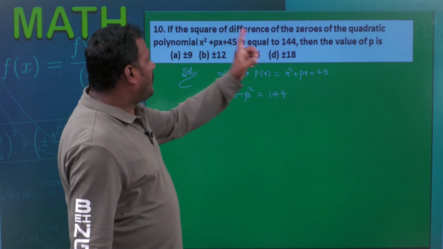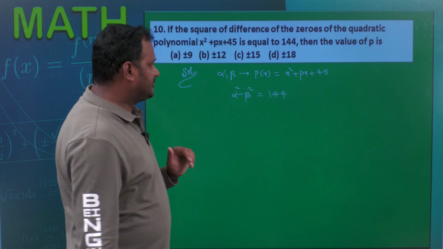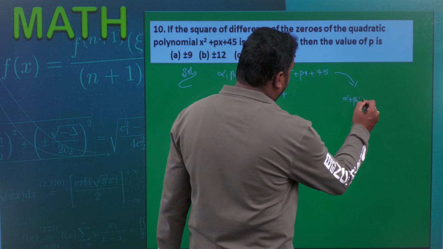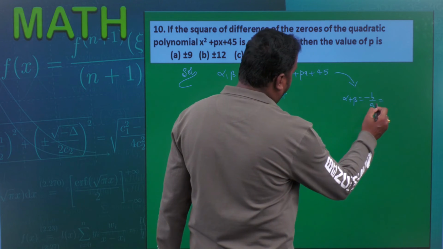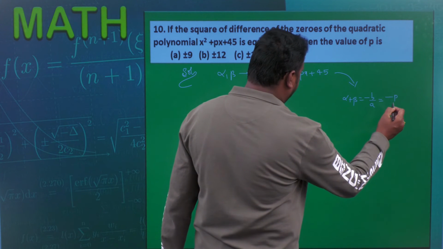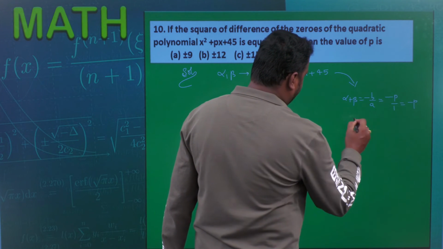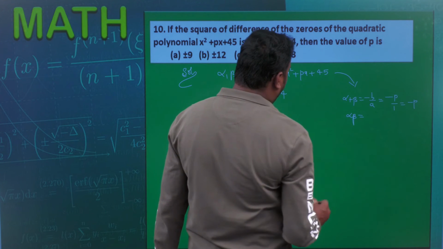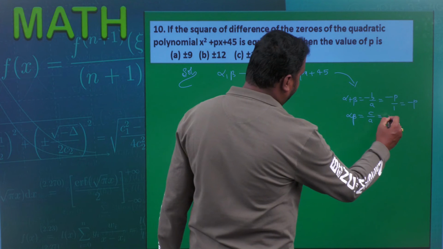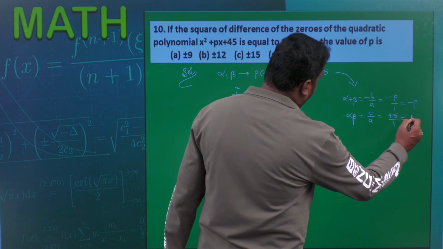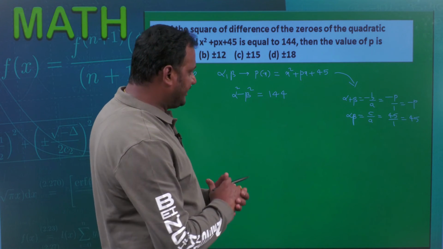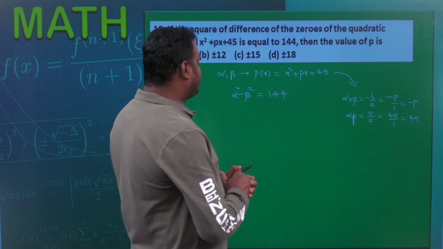Then what is the value of p? Then p is equal to how much? See, what is the information provided? Alpha plus beta is equal to minus b by a, minus what is the value of b? B is equal to, of course, p divided by a is equal to 1, which is equal to minus p. And what is alpha into beta? Alpha into beta is equal to product of zeros, that is c divided by a, and the value of c is equal to 45 divided by 1. 45 by 1 is equal to 45. So now I am ready with alpha plus beta and alpha into beta. Okay, fine. Alpha square minus beta square is there.